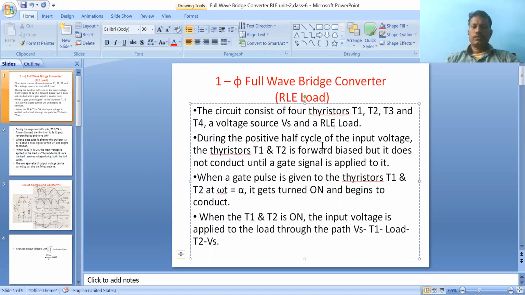During the first half cycle, the thyristors T1, T2 are forward biased but do not conduct until a gate signal is applied to them, right? When a gate pulse is given to the thyristors T1, T2 at omega t equal to alpha, they get turned on. When T1, T2 are on, the input voltage is applied to the load through the path Vs, T1, load, T2 and Vs.